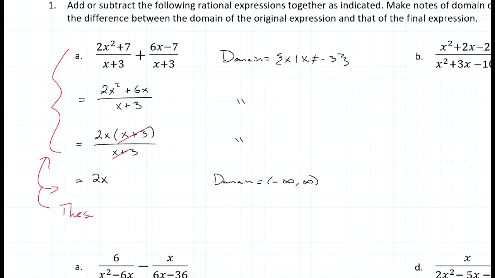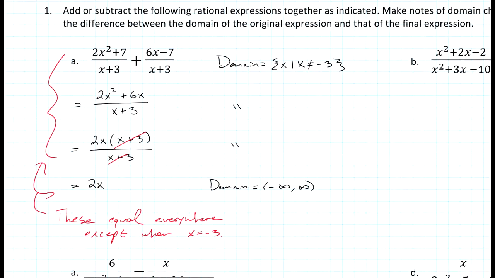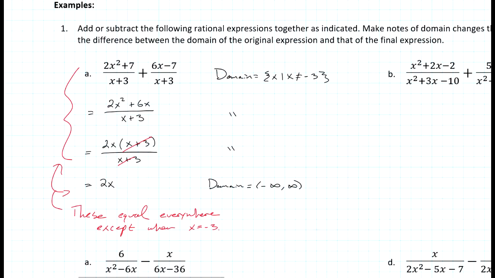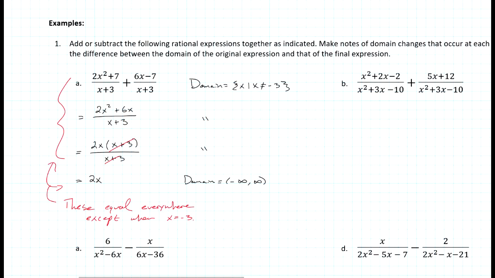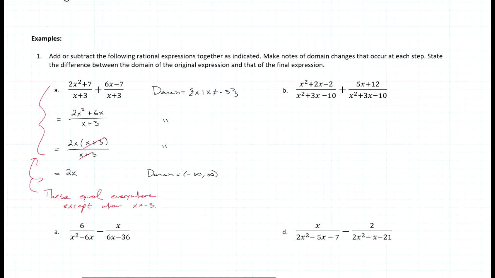These are equal everywhere except when x is negative 3. If x is negative 3, the first three expressions are undefined, while that final one, 2x, we could plug in that negative 3 and get an output for it. So this is kind of repeating what we've done in the previous videos. We're just reviewing the addition and repeating this idea of how to note the domain changes.